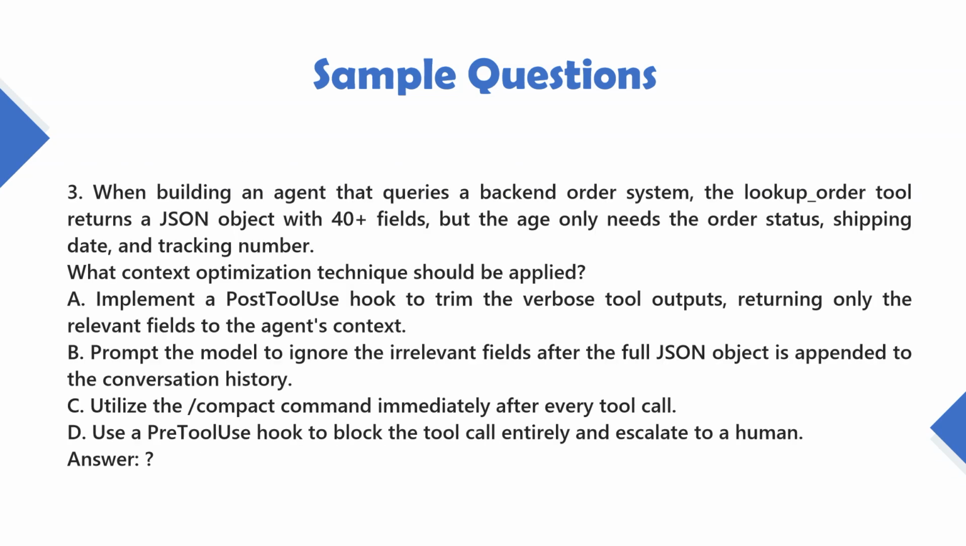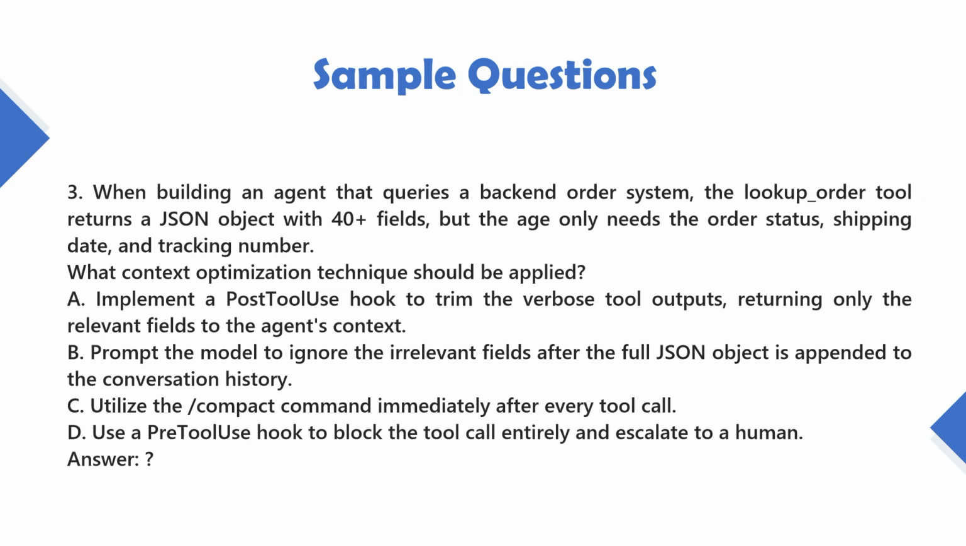3. When building an agent that queries a backend order system, the lookup_order tool returns a JSON object with 40+ fields, but the agent only needs the order status, shipping date, and tracking number. What context optimization technique should be applied?